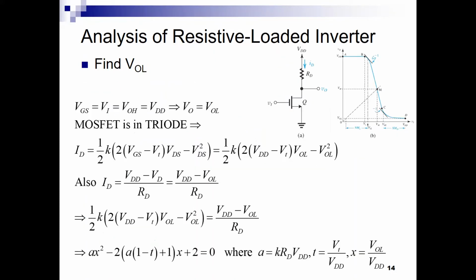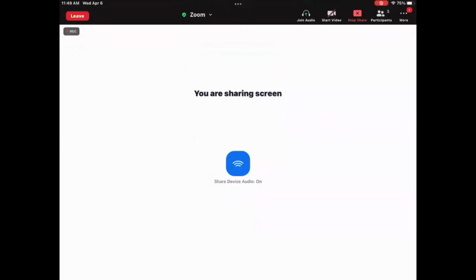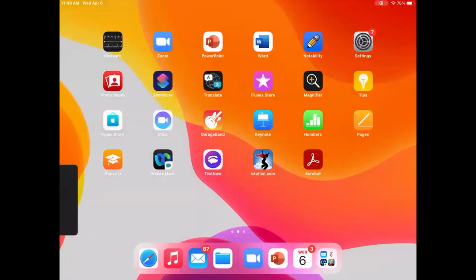Now let's go to the second case, where we want to solve for VOL. Let me share the screen from the iPad, and let me calculate these equations and derive them for you. It will be easier to derive them on a notepad. Okay, so we have here, let me start.